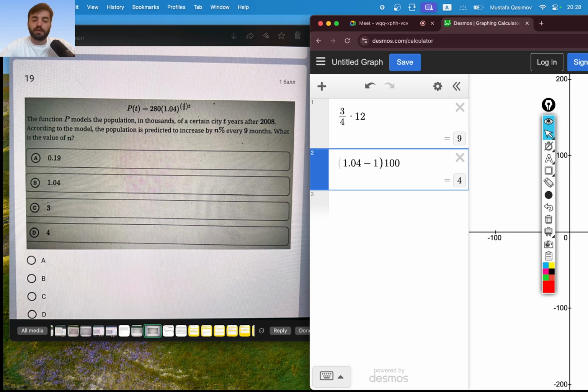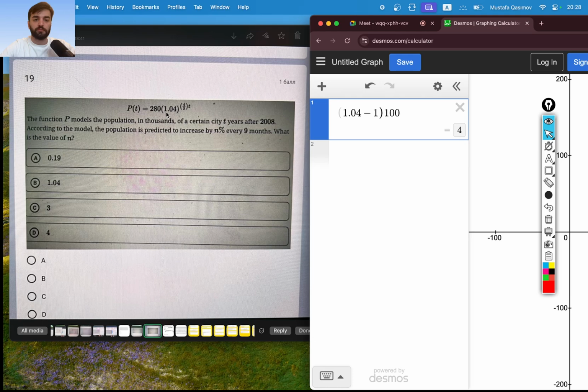So it will be 4. If you get a different answer from here, for example not 9 but let's say 16, you have to do something different. Any question from here? I didn't understand this one. You have to just look here, 1.04. That's all.